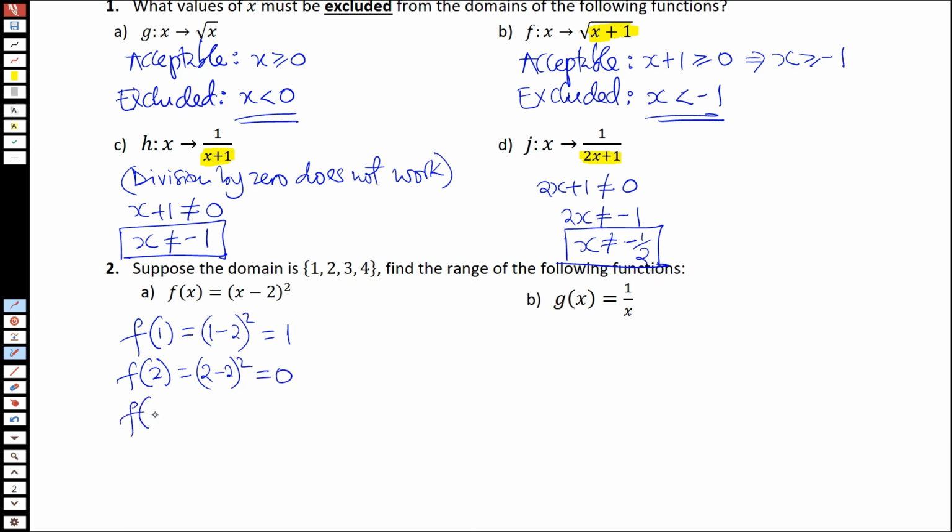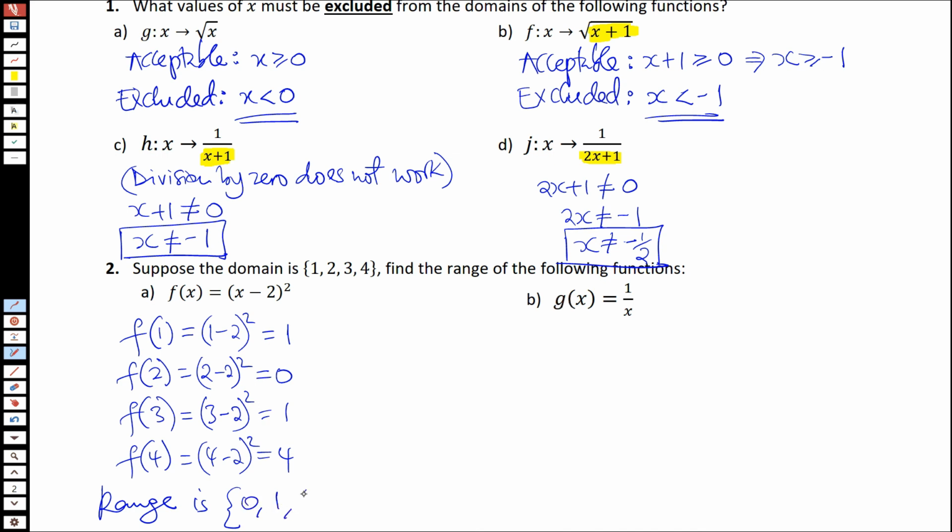If you plug in 3, 3 minus 2 squared, which will be equal to 1. If you plug in 4, you have 4 minus 2 squared, which will be equal to 4. So basically, we can see that the range is these values here. So we have 0, 1, and 4.